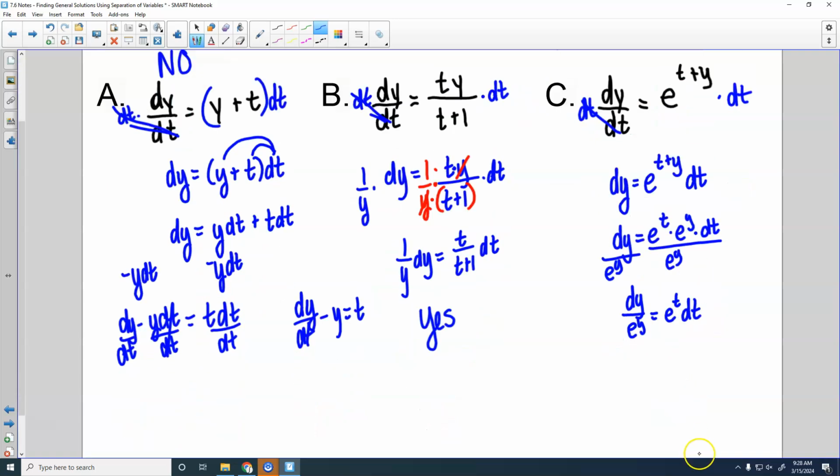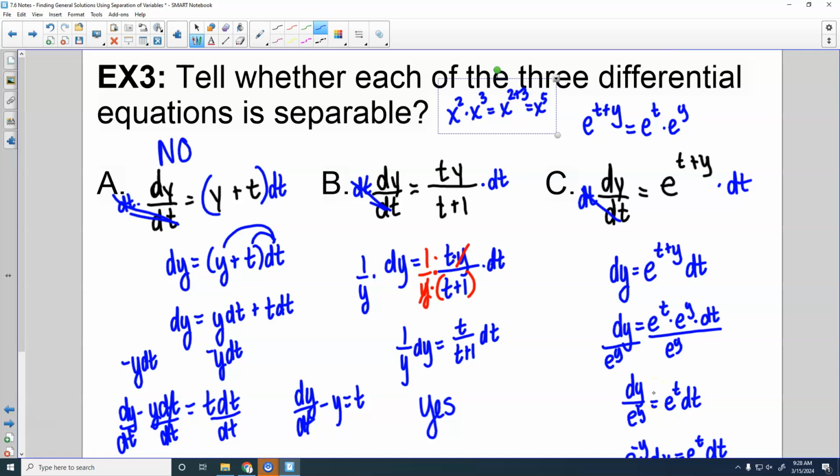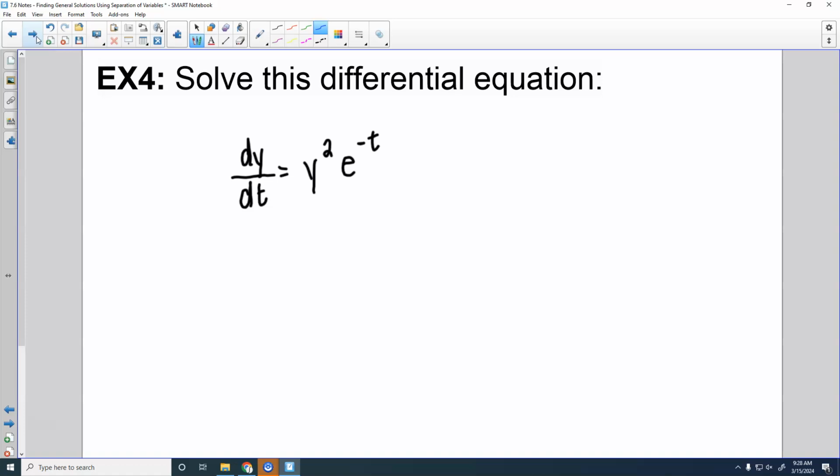You also might see this written as e to the negative y dy equals e to the t dt. That makes it easier for the next step. So that one's a yes. It will separate. Although originally that question was a multiple choice question, there was only supposed to be one answer until I realized that it would in fact separate. I probably taught a couple classes that wrong before I realized what was up.